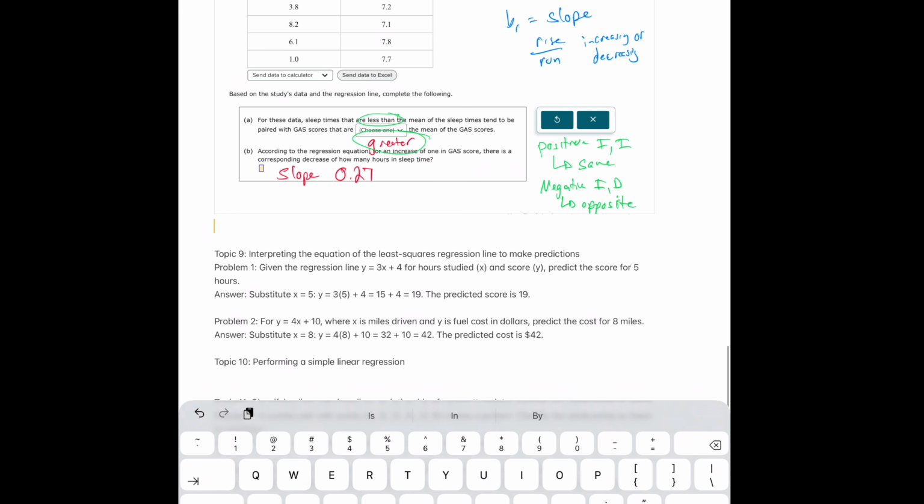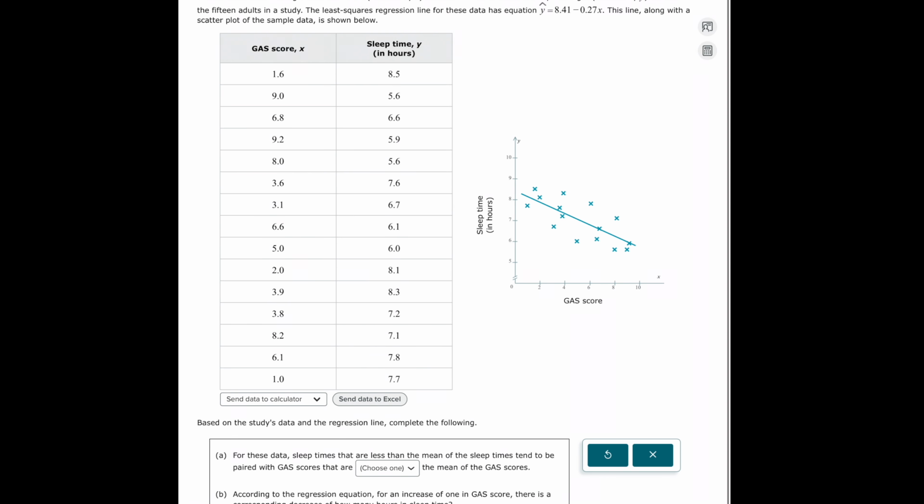What's next? Interpreting the equation. I thought that's what I just did. No.